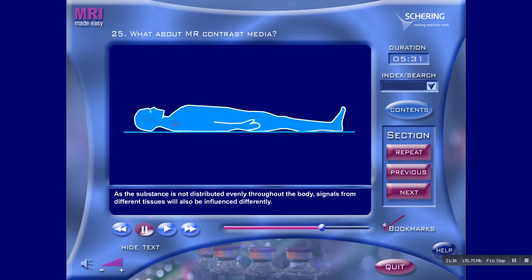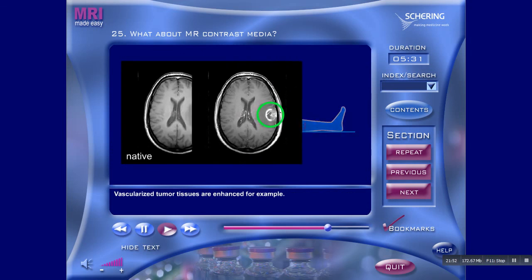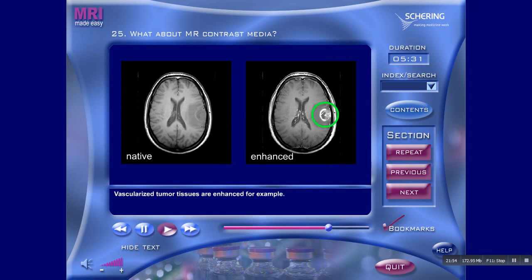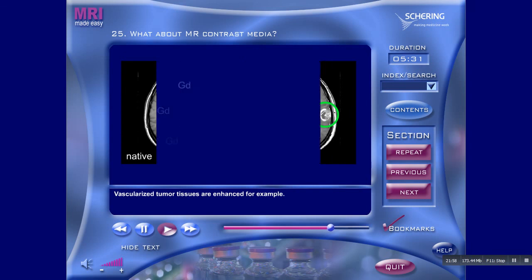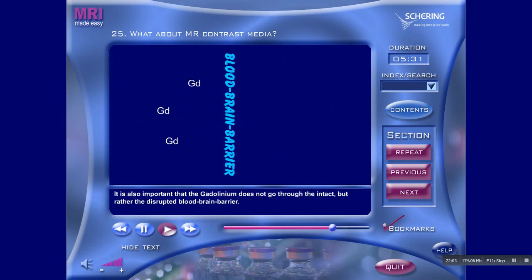As the substance is not distributed evenly throughout the body, signals from different tissues will also be influenced differently. Vascularized tumor tissues are enhanced, for example. It is also important that the gadolinium does not go through the intact, but rather the disrupted blood-brain barrier.